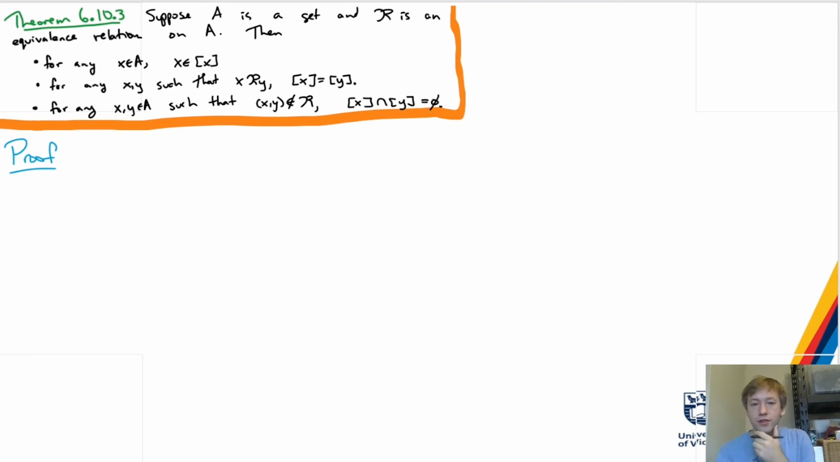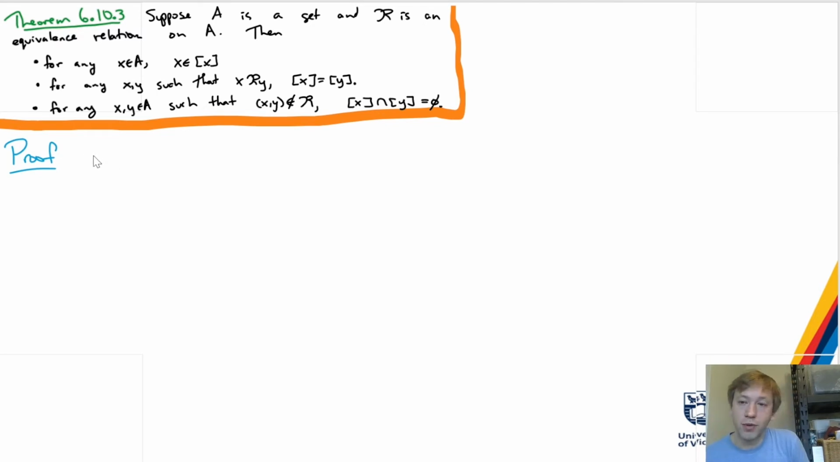Let's start by proving the first bullet point. I want to prove that for any x in A, x is in the equivalence class of x. If it's not clear how to prove this, then you really need to review the definitions of equivalence relations and get your hands dirty with this concept, because this first bullet point should be very easy for you to prove at this point. This all comes down to understanding the definition of the equivalence class and understanding what reflexivity means.